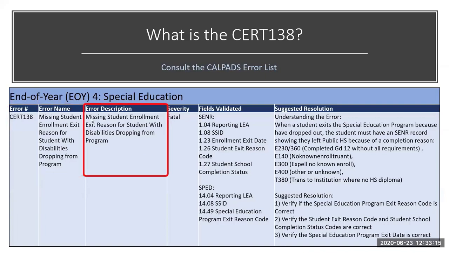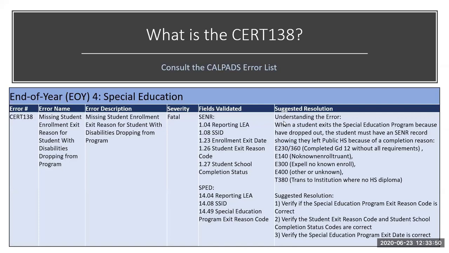The error description tells you what your problem is. So for the CERT 138, the problem is a record is missing student enrollment exit reason for a student with a disability dropping from program. So the student's enrollment record doesn't show that the student is a dropout, but the special education program does.